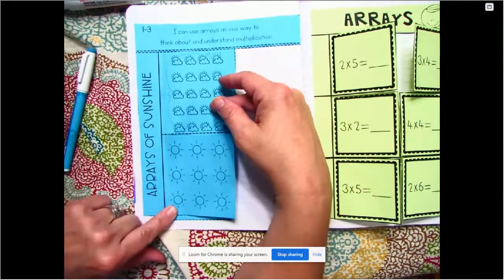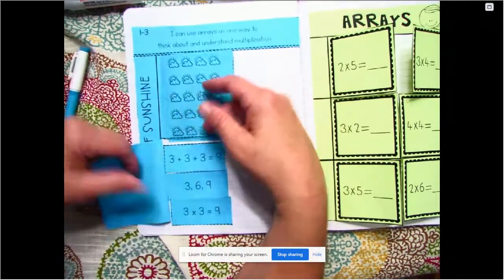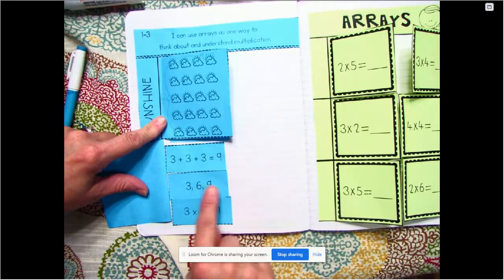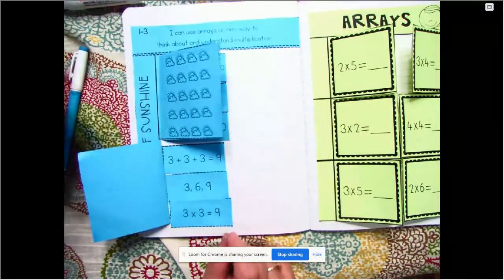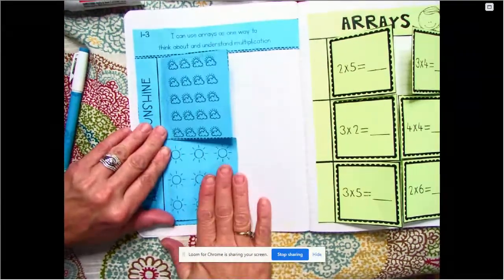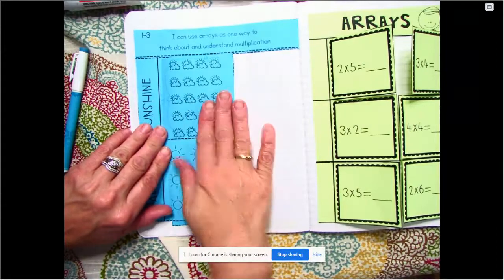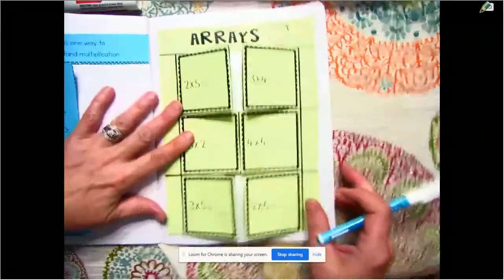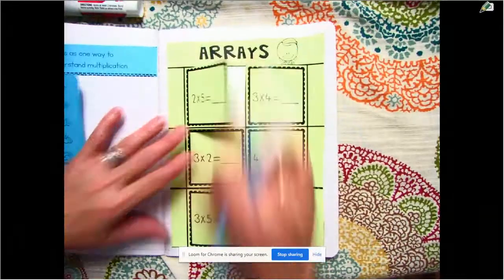This array, we have 3 groups of 3. 3 plus 3 plus 3 equals 9. 3, 6, 9. 3 groups of 3 equals 9. So hopefully that makes sense to you too. So go ahead and have that all glued in. And when you're finished with that, we're going to move over to our arrays, okay? So make sure that's all glued in.